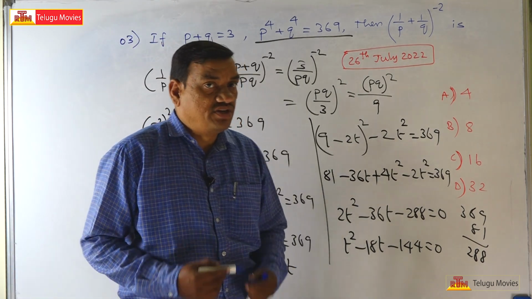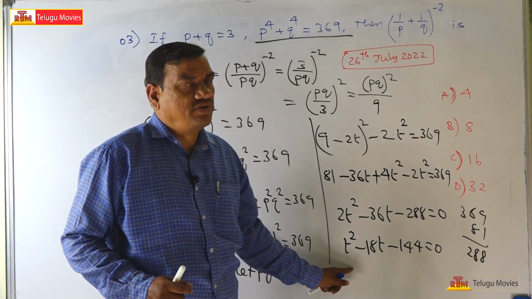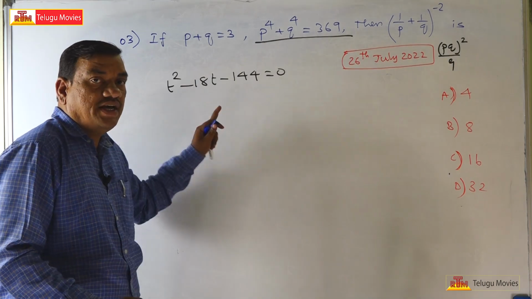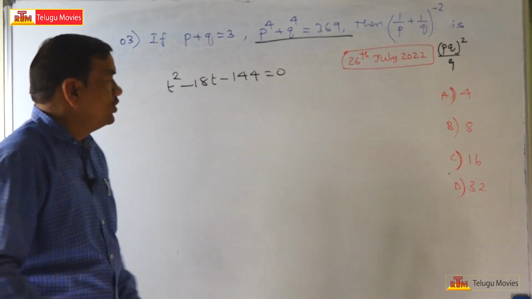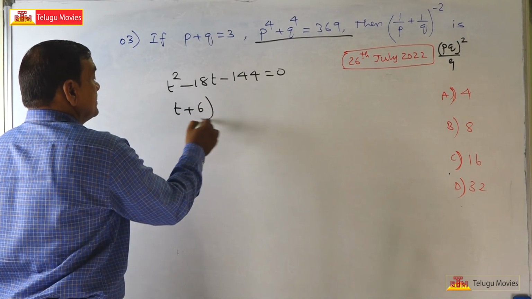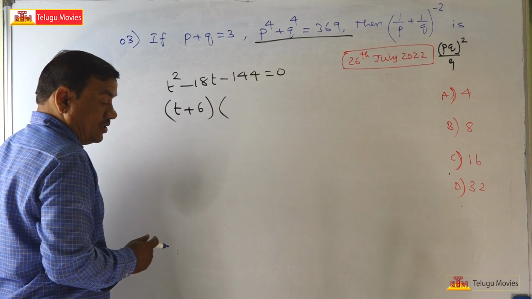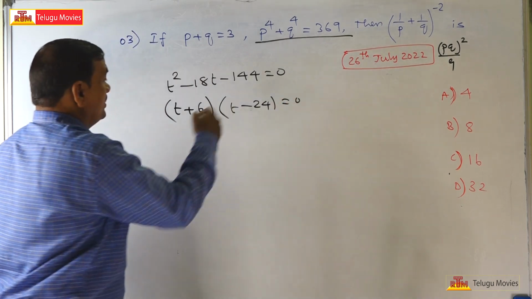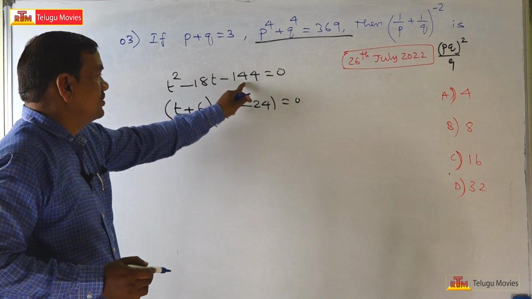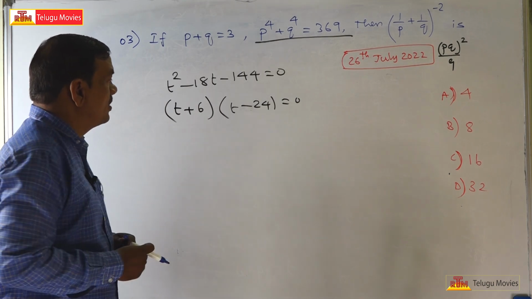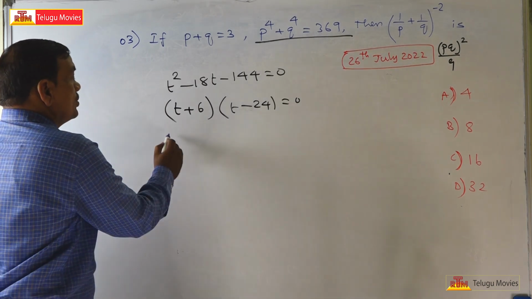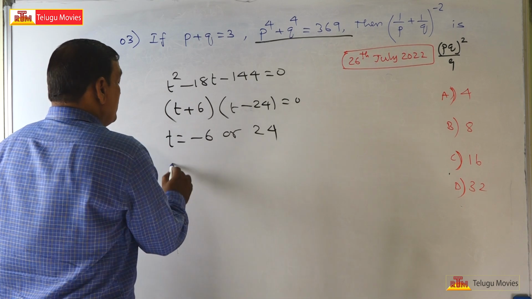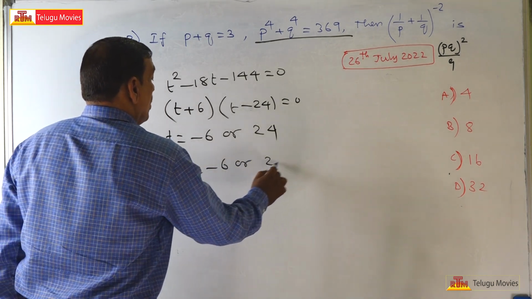You got a quadratic equation in T. Now solve that quadratic equation. You will get T values. Your T is nothing but PQ. Substitute there, we will get the answer. See here, let us factorize this. You will get easy factors as (T plus 6) into (T minus 24) is equal to, see here, minus 18, 6 minus 24 are minus 144. Right, you will get that. So your T is equal to either minus 6 or 24. Okay now, what is our T value? PQ is equal to minus 6 or 24.